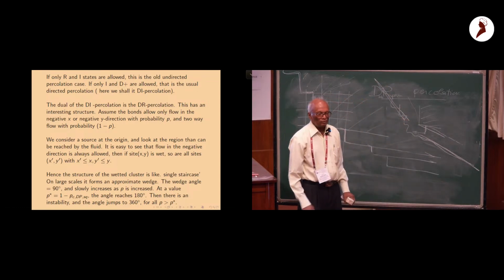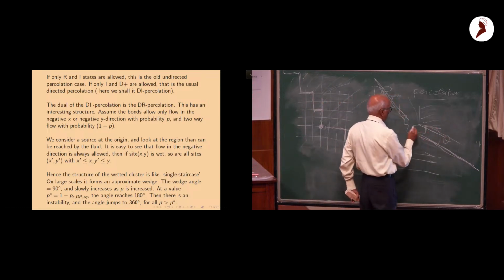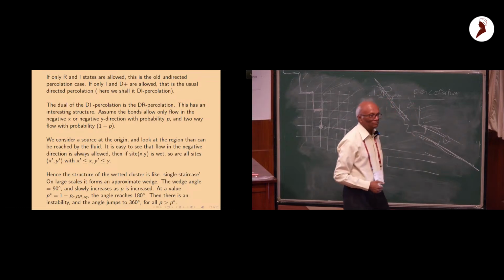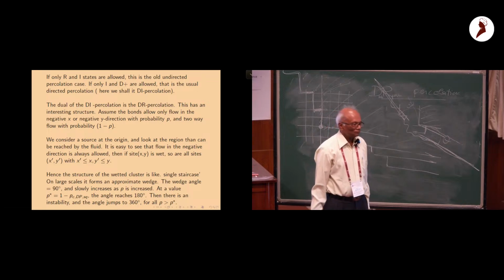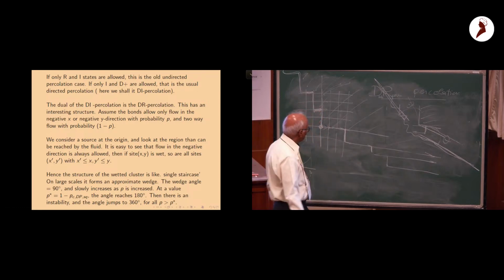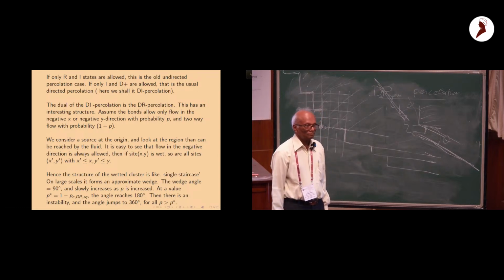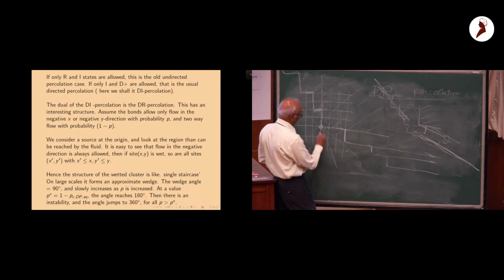So the shape is like a wedge, and there is a wedge angle, theta. So this wedge angle will increase as p increases. I will plot theta, the asymptotic property, as a function of p. It starts out as 0 and increases. At some point, theta can become pi by 4, in which case this thing will become like this. Then if theta increases just a bit further, it will become like this.